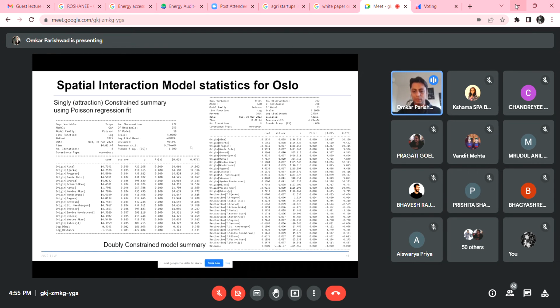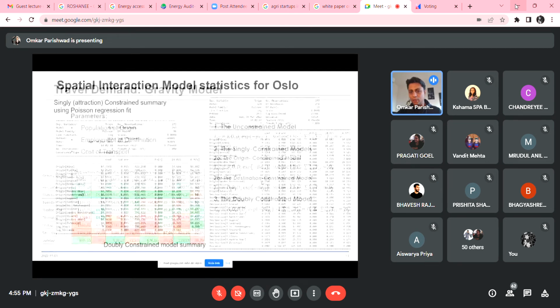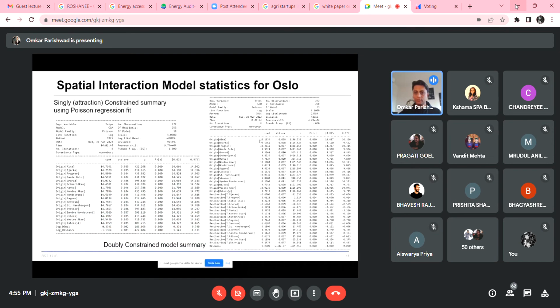So this is the singly constrained, and this is the double. That is, it pushes as a weightage in comparison with other subdivisions, and destinations have a pull weightage, which is in negative. So we have in comparison, how does a particular subdivision pull the number of people into themselves? So something of this kind is worked out when we use Poisson regression fit, because it's a right skewed model and we have a lot of zero trips within the subdivisions.